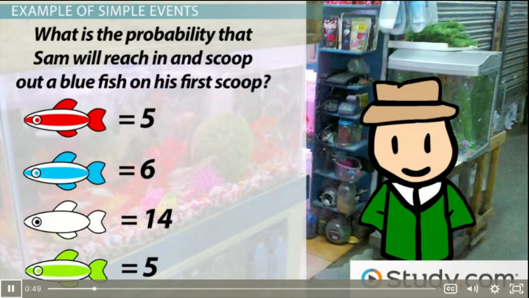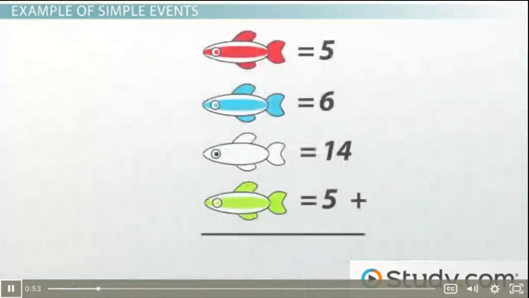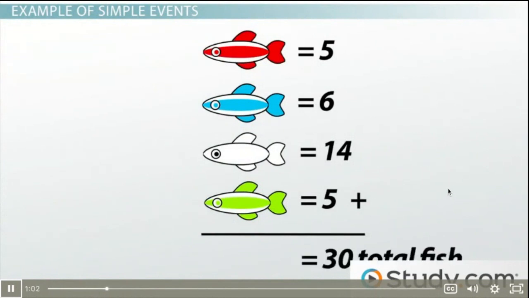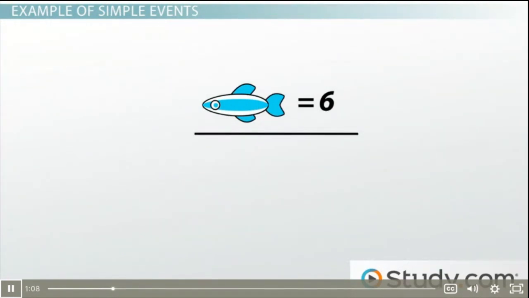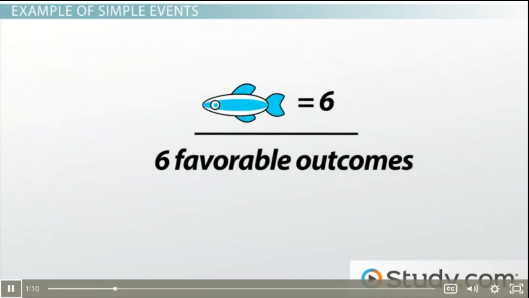To calculate this probability, Sam needs to find out the total number of fish in his aquarium. Sam needs to add the 5 redfish, the 6 bluefish, plus 14 whitefish, plus 5 greenfish, to equal 30 total fish. Sam must also know the number of favorable outcomes. In his tank, there are only 6 bluefish, so his number of favorable outcomes is 6.